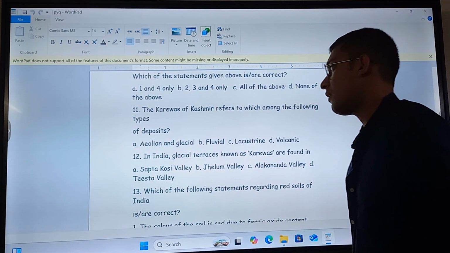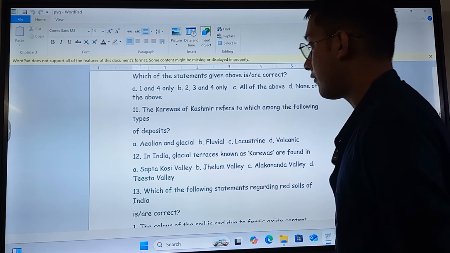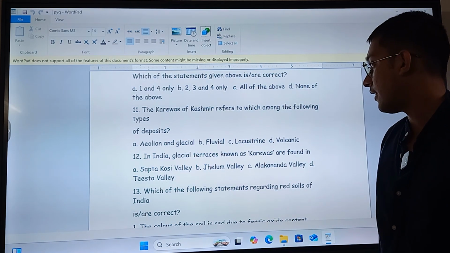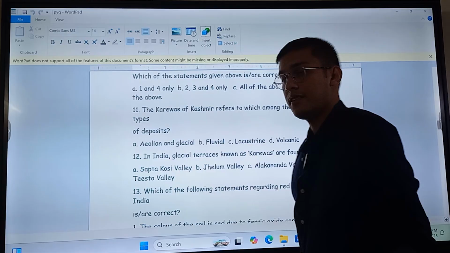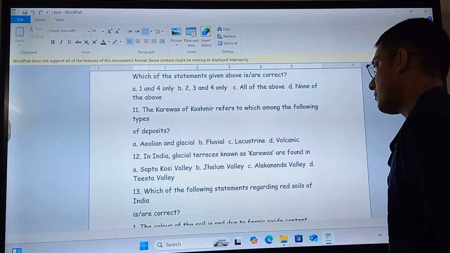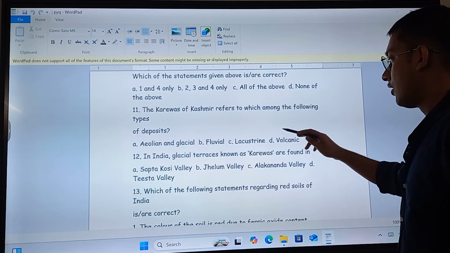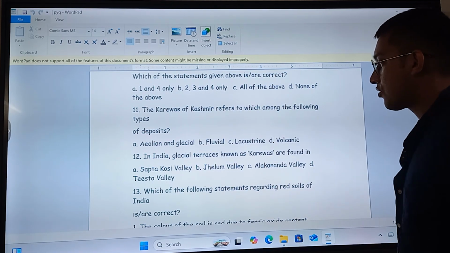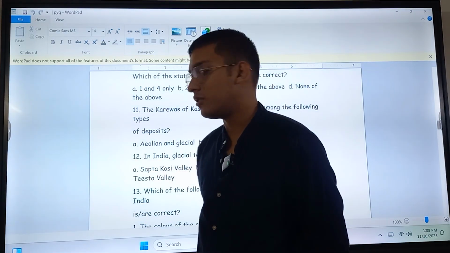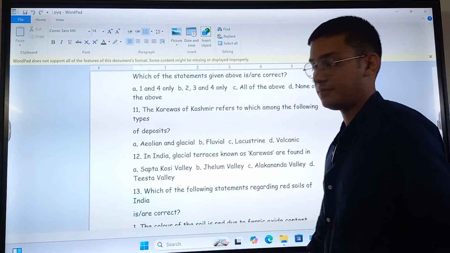Now we come to: the Karewas of Kashmir refer to which among the following types of deposit? Is it aeolian and glacial, fluvial, lacustrine, or volcanic? We can again do the elimination method here. Karewas of Kashmir. Kashmir, that can't be volcanic, right? So this is no. Lacustrine, it cannot be. Glacial, do we find glaciers in Kashmir? No. So the answer would be fluvial.